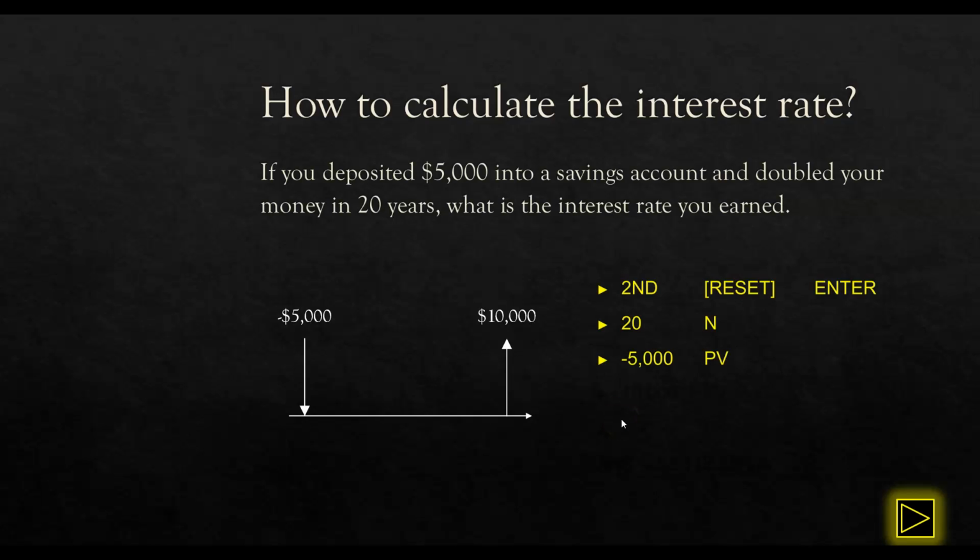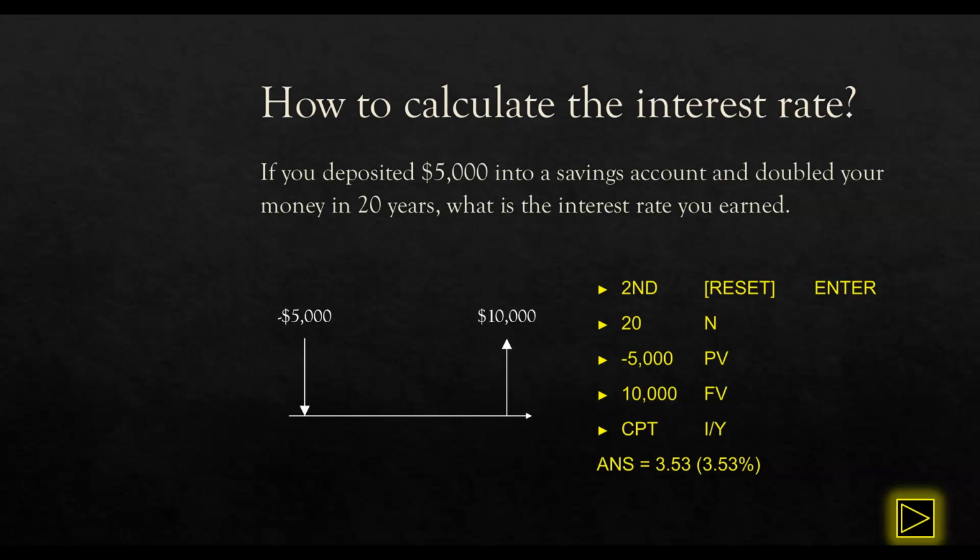Then negative $5,000 for PV, because where you're making the investment, you're contributing money to this account. And then 10,000, this is how much you're getting out. We enter that as the future value. Then you can go ahead and solve for the interest rate on your financial calculator. That will be the IY. So CPT stands for compute, and IY is the interest rate. And then if you did everything correctly, you should see the answer to be 3.53.